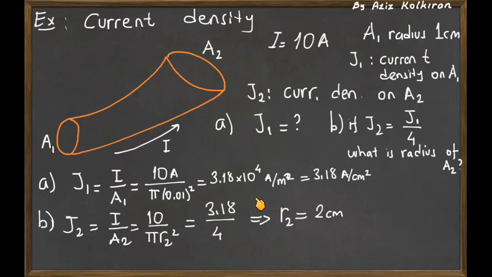So as you see, since the area is proportional to the square of the radius, if you have only one fourth of the current density, then that means you will increase the radius to twice, because when you enlarge the cross-section area, you decrease the current density. For the same current that flows through a larger area, your current density will be less, right?